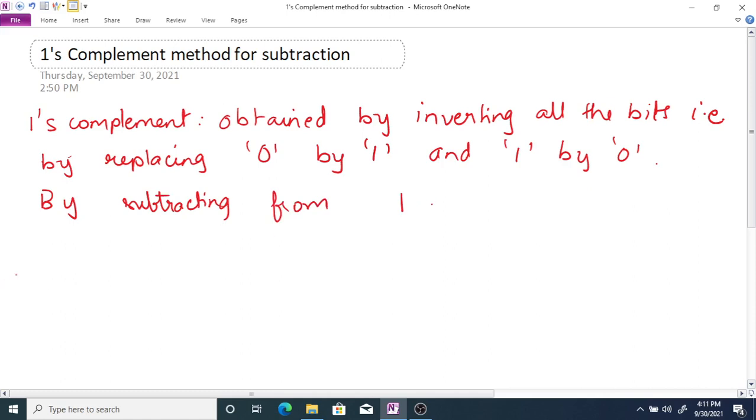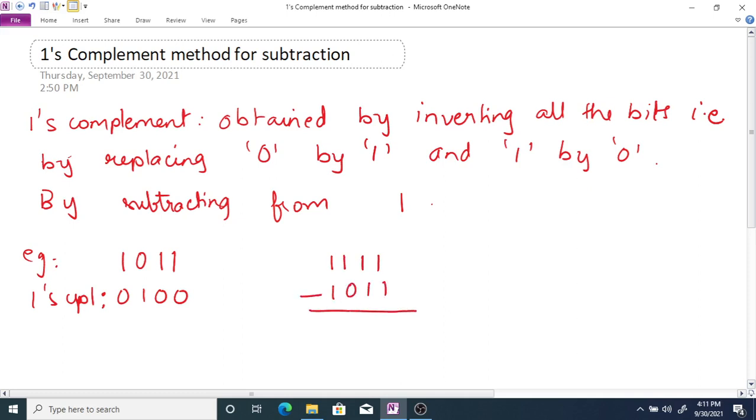For example, suppose we have 1011. So, ones complement of 1011 will be 0100. Also we can get ones complement by subtracting 1011 from 1111. So, here we will get 0100.